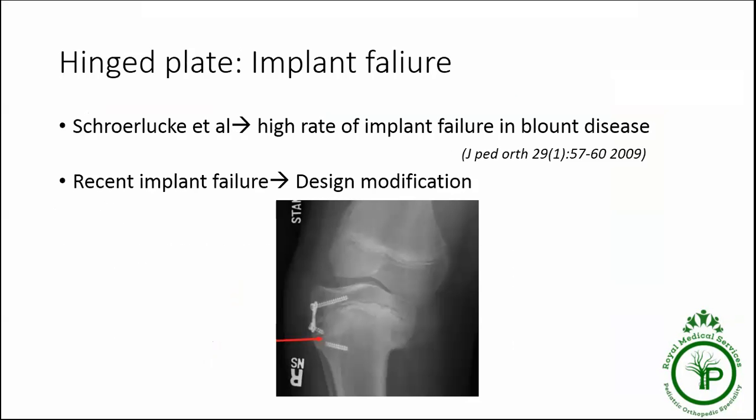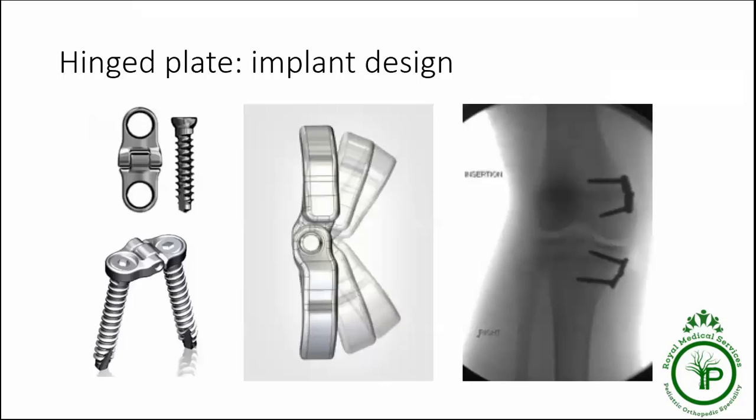It is also called a hinge plate, but it has some sort of implant failure, as it was described by Schlöerlock et al., that there's a high rate of implant failure, especially in Blount disease. And this is why you need to know and diagnose what is the cause of that angular deformity. So because of that implant failure, there was a recent implant design modification that will allow more correction, a more stable implant, and it will allow also better correction with less tension on the plate itself by allowing this hinge in the middle.